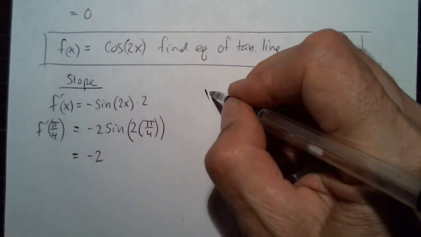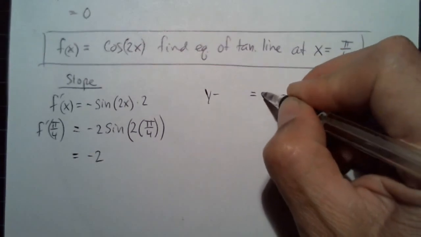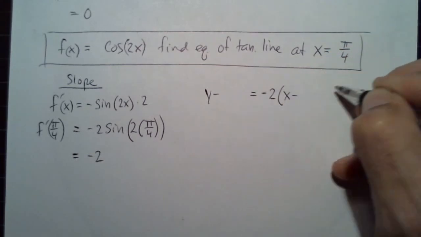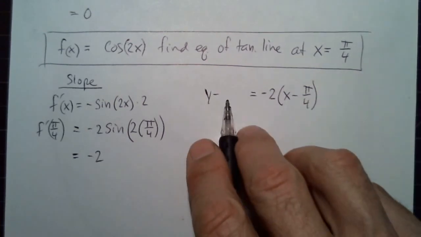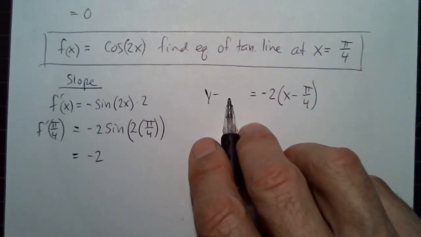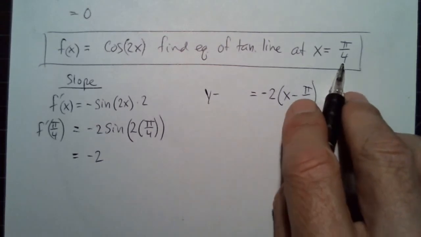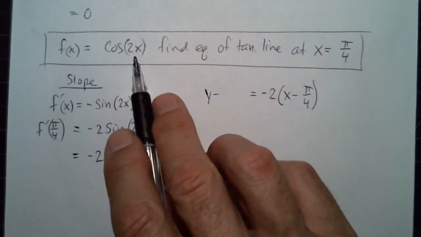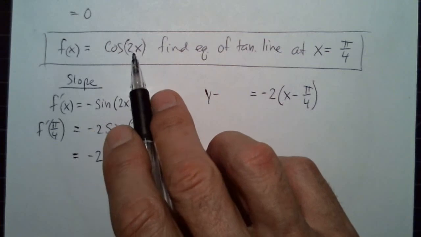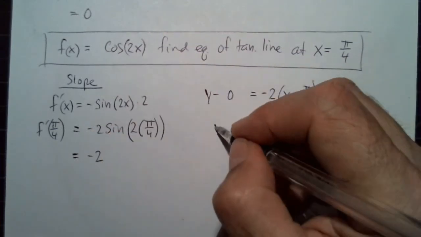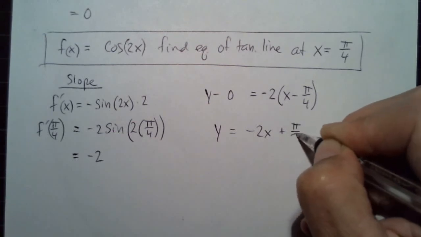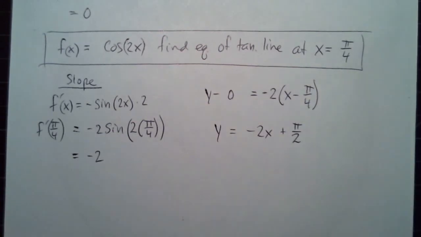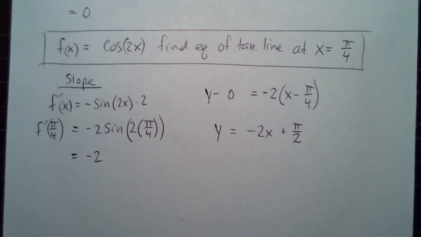And then we do the point slope formula. y minus y1 equals m times (x minus x1). And we need y, the y value when x is pi over 4. So if you put a pi over 4 there, we get pi over 2. Cosine of pi over 2 is 0. We get the equation of the tangent line, and we'll stop there.